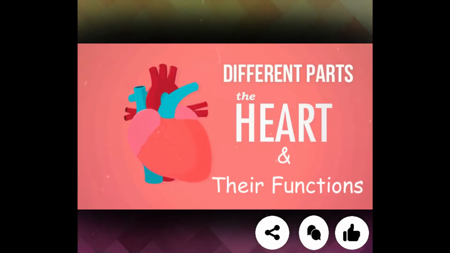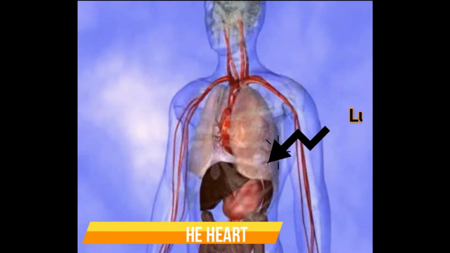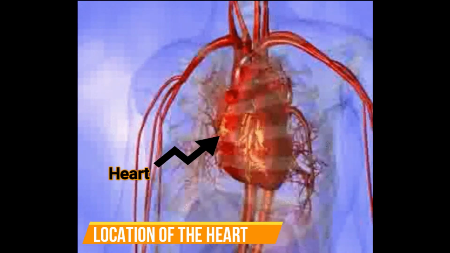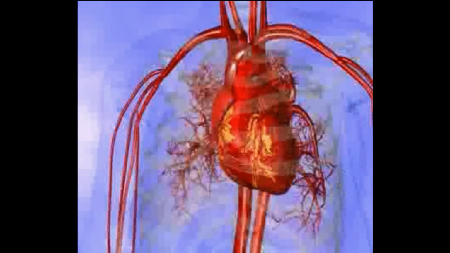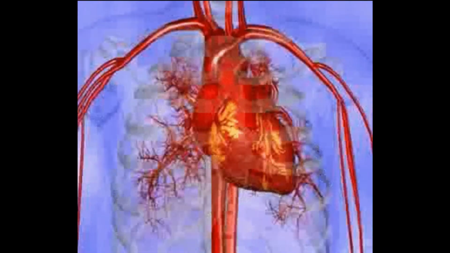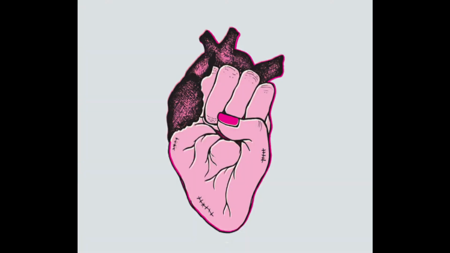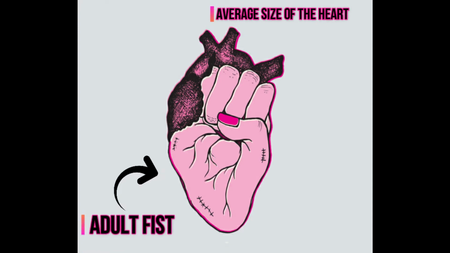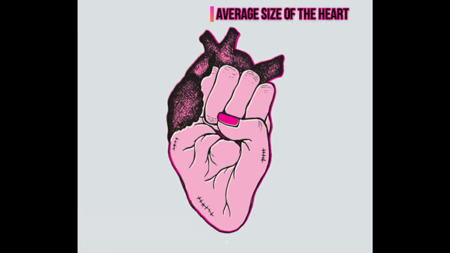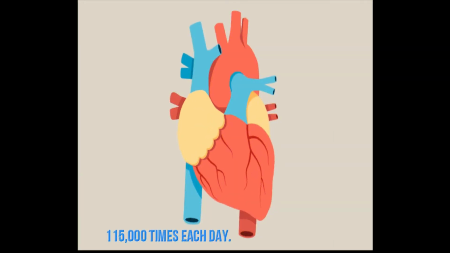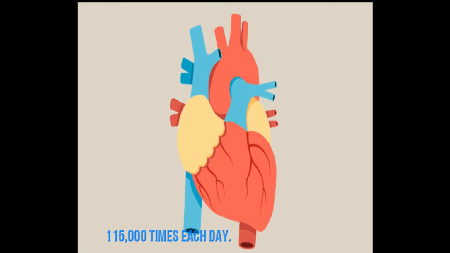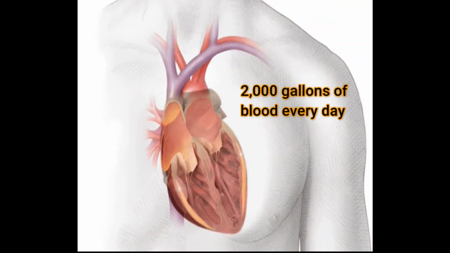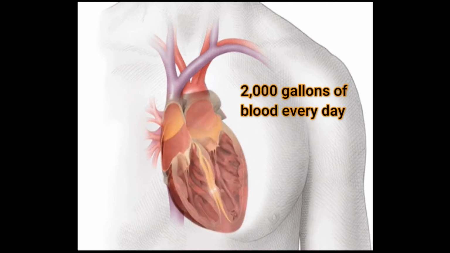and their functions. The heart is located between the lungs in the middle of the chest, behind and slightly to the left of the breastbone, or the sternum. The average heart is the size of a fist in an adult. Your heart beats around 115,000 times each day, and it pumps around 2,000 gallons of blood every day.